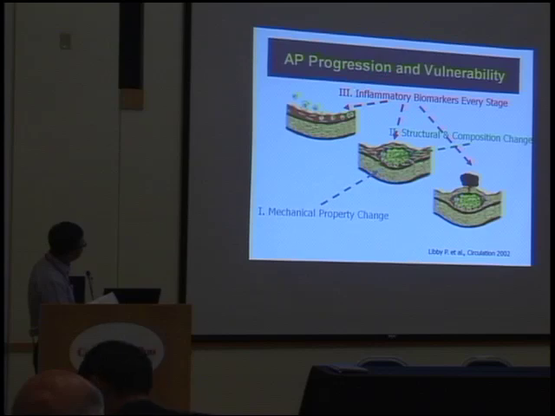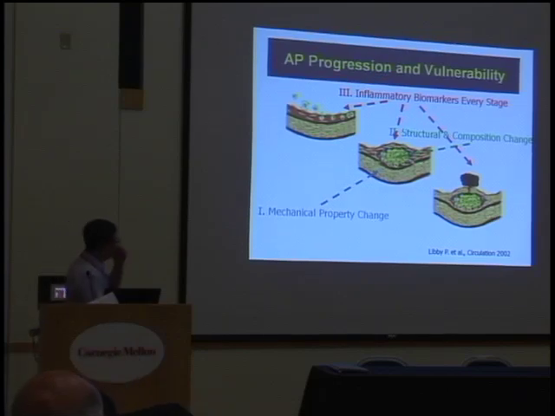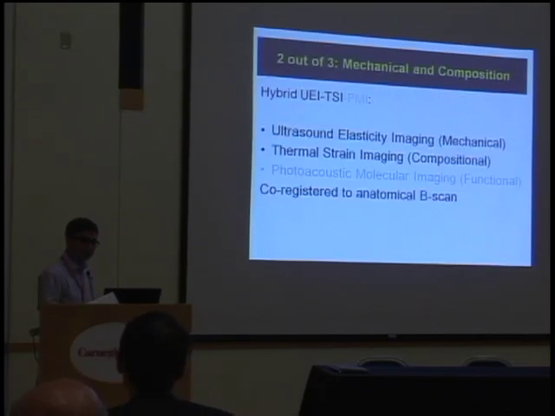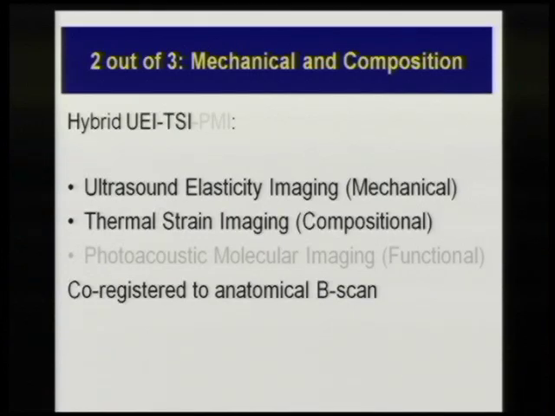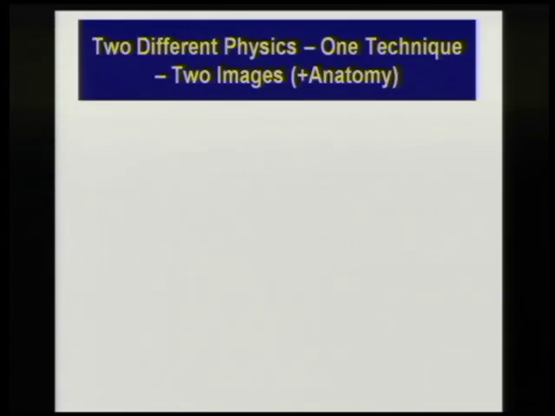So I would like to introduce ultrasound hybrid imaging to address these parameters using an ultrasound-based system. Of these three, I will introduce two first: ultrasound elastic imaging and thermal or temporal strain imaging, to address the mechanical and compositional properties in conjunction with a B-scan, which is free for ultrasound. I will introduce photoacoustic molecular imaging later.